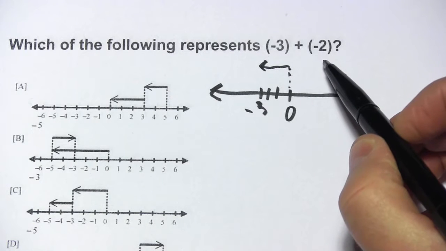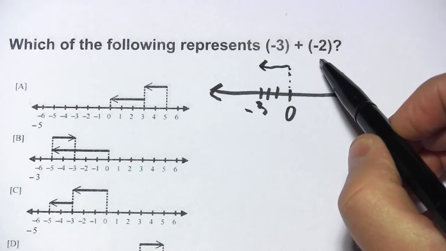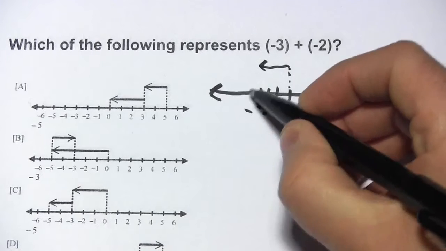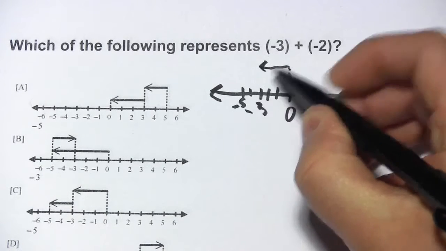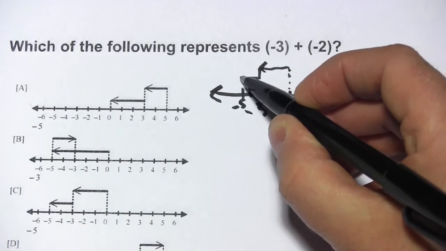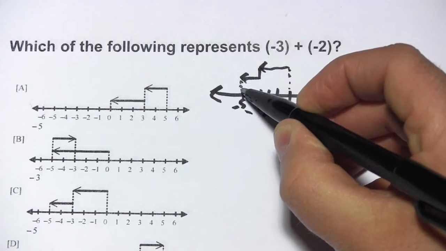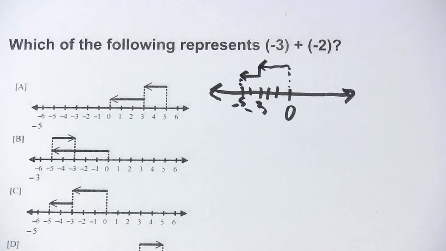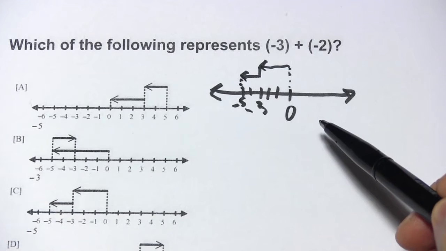It says plus a -2. Well, that's the same thing as subtracting 2. So we're going to go down 2 more. Looks like we're going to end up at -5, and we'll draw it that way. And that's where we end up. So that's the kind of chart they're looking for.